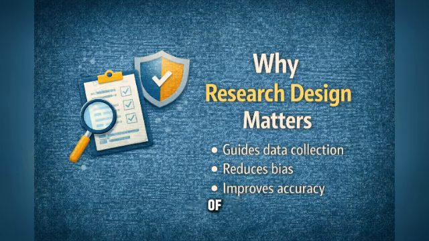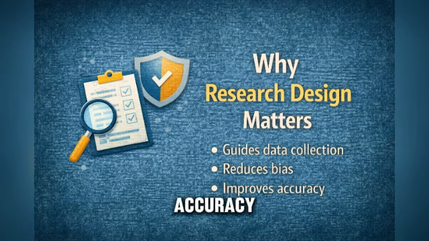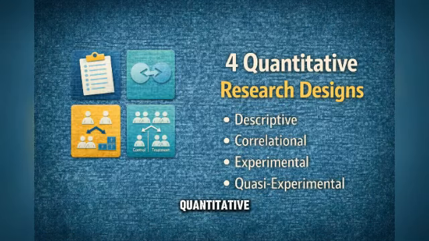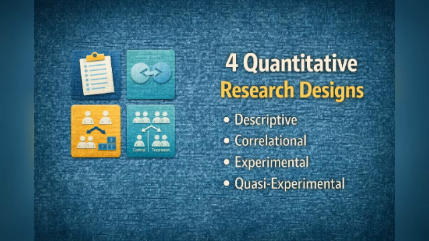Now, what is the purpose of research design? Research design helps to guide data collection, reduce bias, ensure accuracy, and make sure the research answers the right questions. Without a clear design, even good data can produce weak conclusions. In quantitative research, there are four main research design options. These are descriptive, correlational, experimental, and quasi-experimental designs. Let's look at each one.